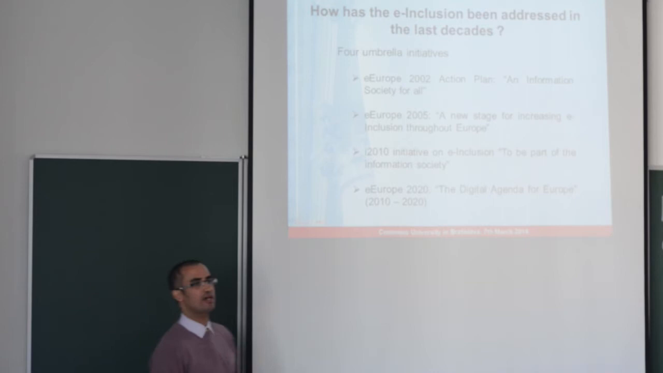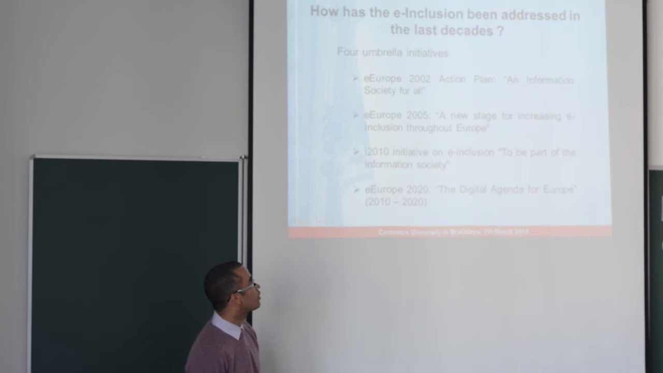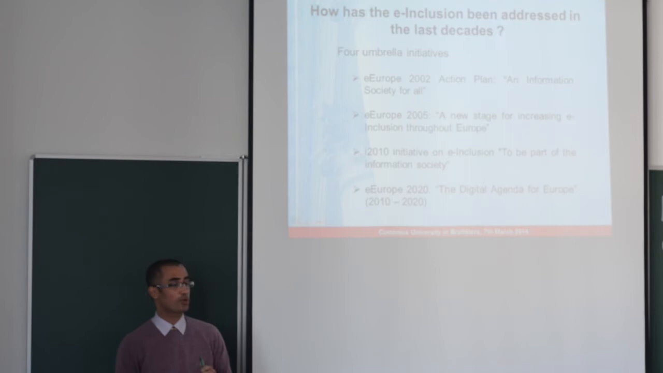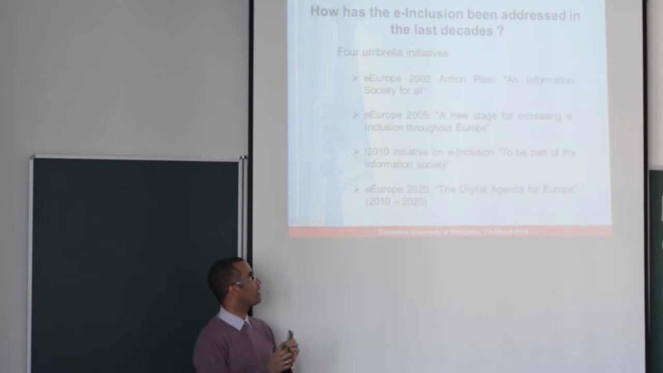Now, well, how has inclusion been addressed in the last decade in Europe? I will present to you just four big initiatives. Called eEurope 2002 Action Plan and Information Society for All. eEurope 2005, a new stage for increasing e-inclusion throughout Europe. i2010, initiative of inclusion to be part of the information society. And the last one, and the current one, is a big project, Europe 2020. The Digital Agenda for Europe. This is a very, very huge project, but one part of this project is the Digital Agenda for Europe.